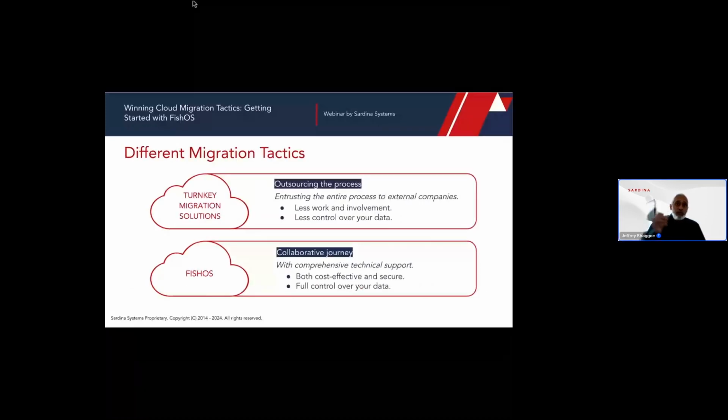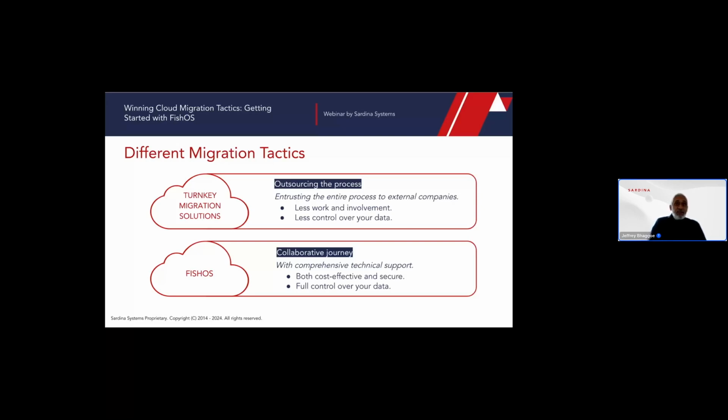So before we proceed with the next topic, let me remind you that when it comes to a cloud migration, there are various tactics available. And the choice is ultimately yours, your enterprise, your organization. There are some turnkey migration solutions out there, entrusting the entire process to external companies. However, it's essential to consider the trade-offs. While this approach might seem hands-off, it often means surrendering control over your valuable data. And data, it's your business.